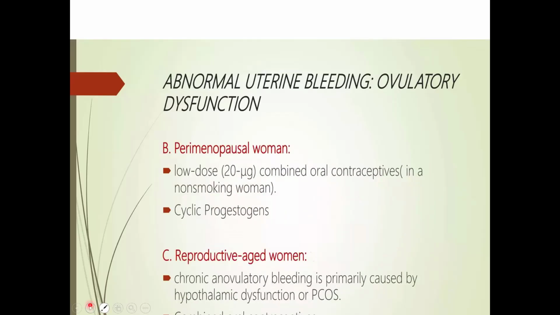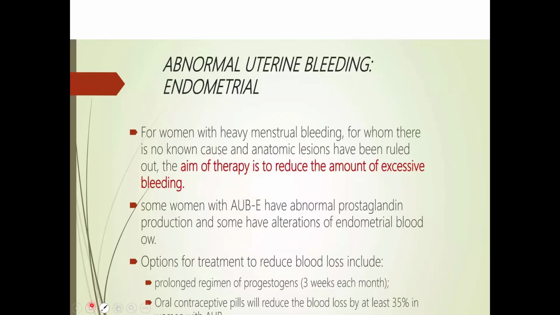For the perimenopausal woman, a low dose of about 20 μg combined oral contraceptive in non-smoking women should be given, or cyclic progesterone. Reproductive aged woman. Chronic anovulatory bleeding is primarily caused by hypothalamic dysfunction or PCOS. And abnormal uterine bleeding for endometrial.